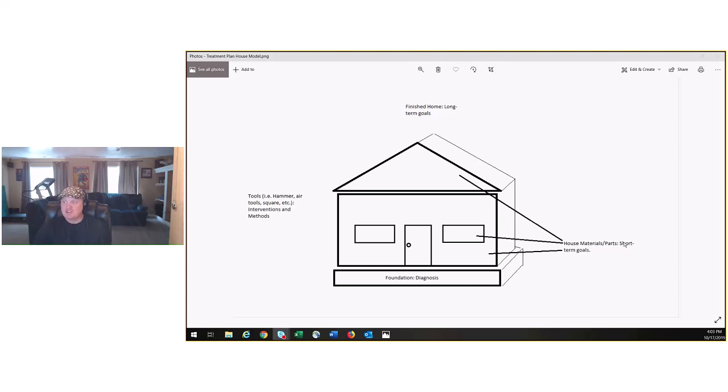So with the short-term goals, a house is made up of many different things. It's made up of the different lumber, it's made up of framing, it's made up of sheetrock, it's made up of the foundation, concrete, and all the plumbing, electricity, and everything else. Every one of those things is a short-term goal that has to be built one upon the other until you finally have a functional home. And the tools we use, I put just here, hammer, air tools, square, carpenter square, those are the interventions and methods.